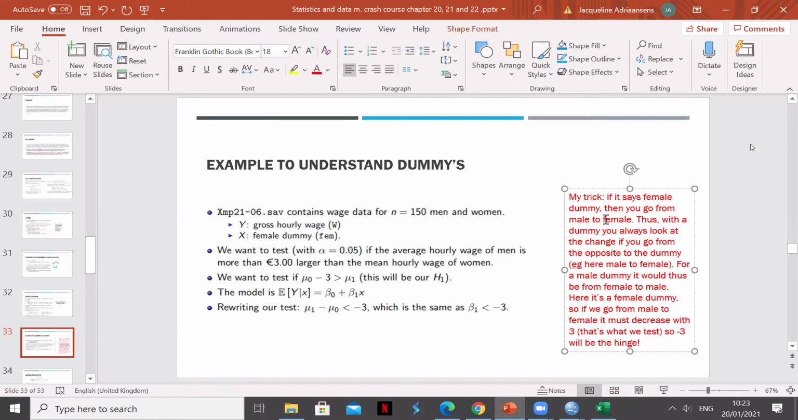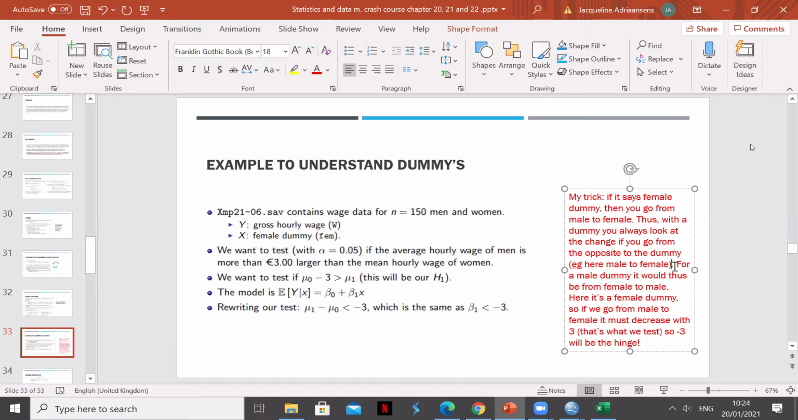Yeah, I have a little trick, and I made it red because it is very, very important. And you should not get confused by it. That's why I'm going to explain it in a bit of detail. So if it says female dummy, I explain it as going from a male to a female. You always go from the opposite to the dummy. Thus, with a dummy, you always look at the change. If you go from the opposite to the dummy, here male to female.